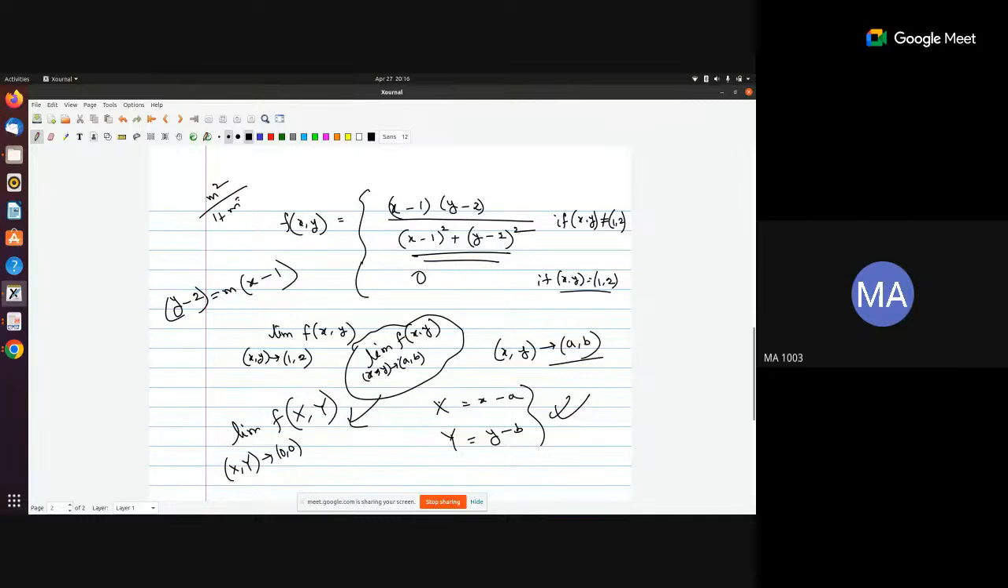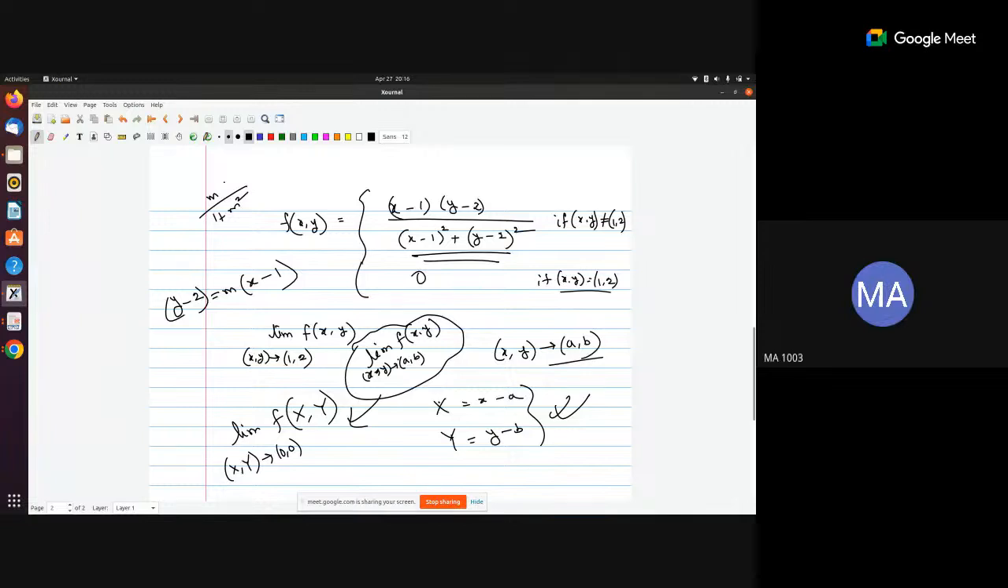Sir, translate. Right? Sir, I'm audible? Yeah, tell me. Yes, sir. After translating this to origin, 0, 0, if the new function's limit exists, then the original function limit is this, right? Exactly. Okay, sir.